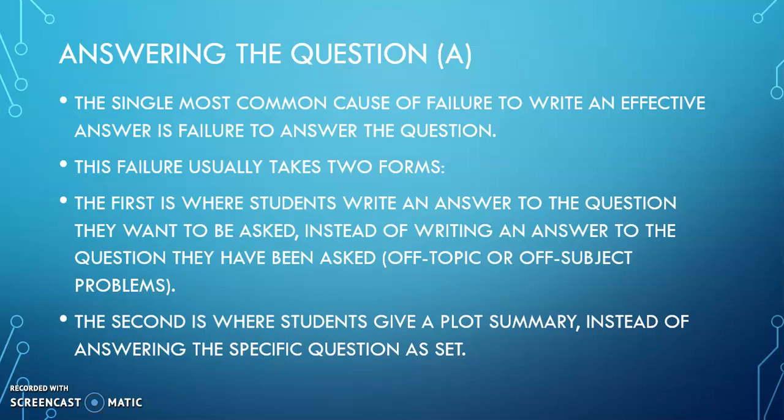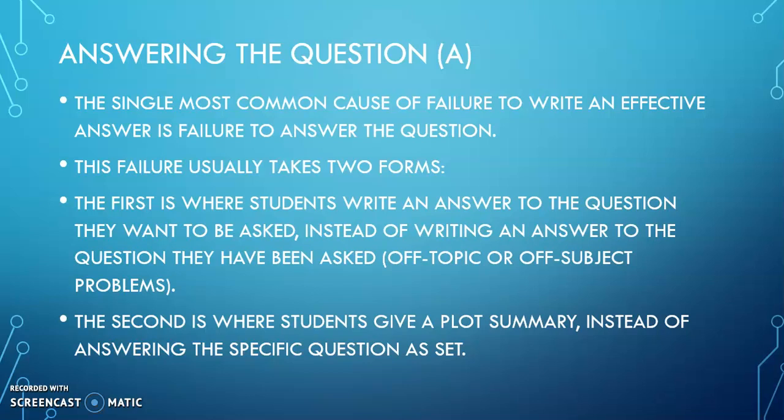I'm going to stop here. What does he mean by answering the question? In general, this type of assignment begins with a question chosen by the examiner, the tutor, and the student must give his or her opinion upon this question. That's why Stephen speaks of answering a question. Let's continue. So, the failure to answer the question usually takes two forms.